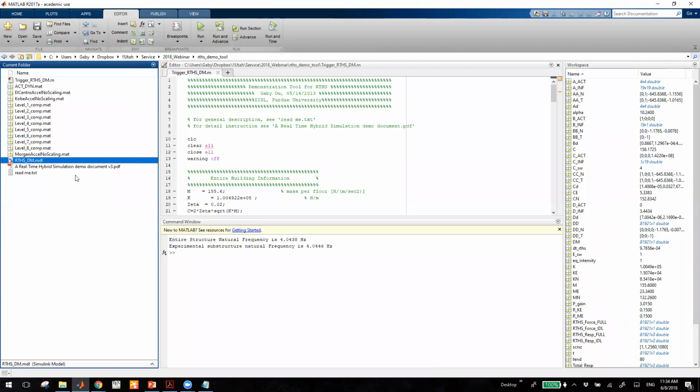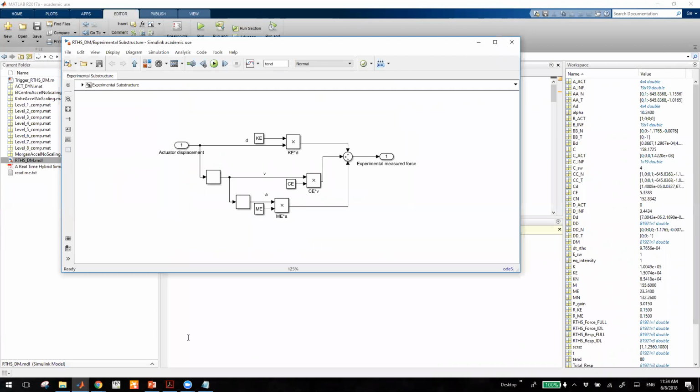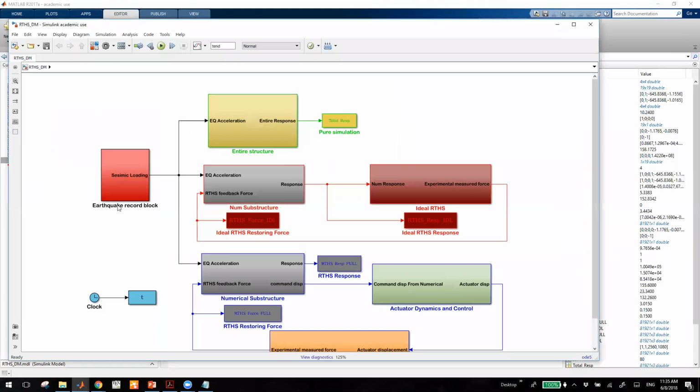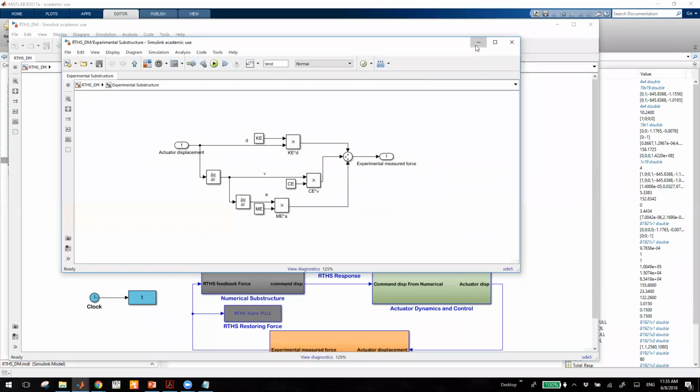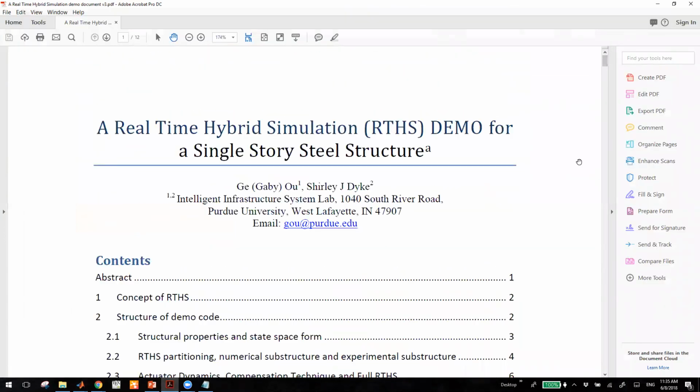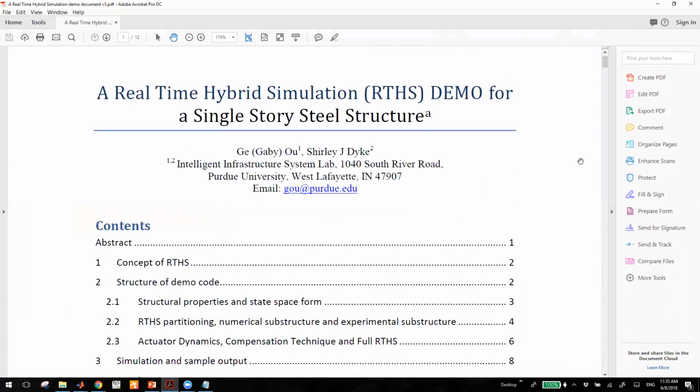And if you open the RTHS DM MDL file, that is the Simulink module, you are going to see it represents the real-time hybrid simulation block diagram. And there is a PDF file also associated in the zip file, which gives a thorough explanation about what this demo code is about and what each command line in the MATLAB file represents.